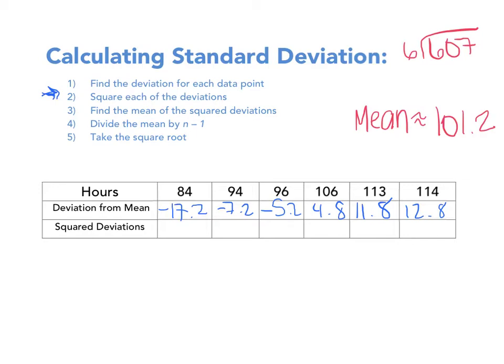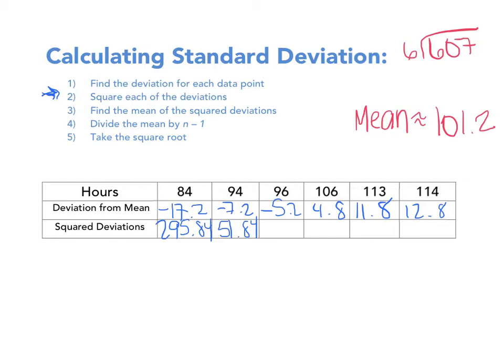So negative 17.2 squared is negative 200. It shouldn't be negative. It's positive. I'm sorry. 200. I'll fix that. 200 and 95.84. Negative 7.2 squared is 51.84.